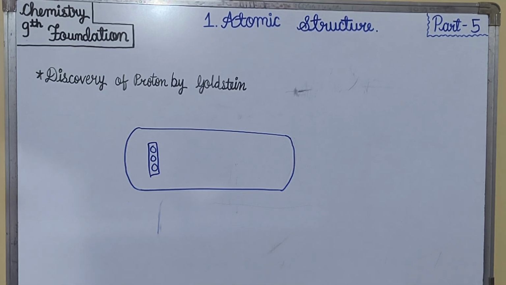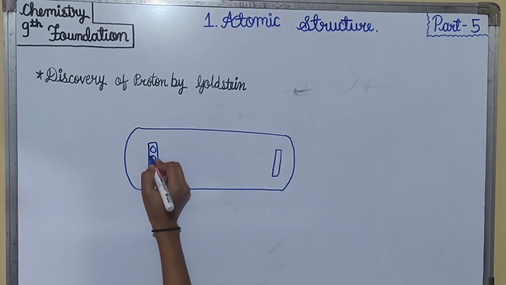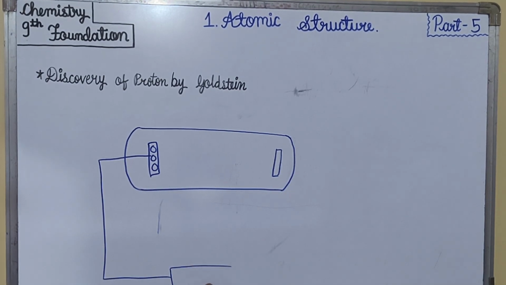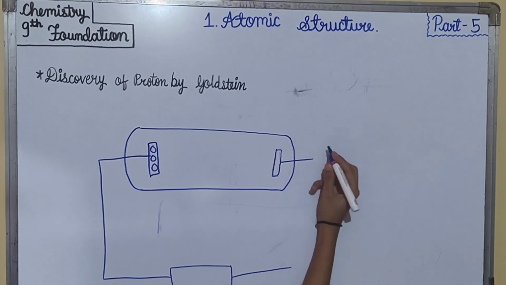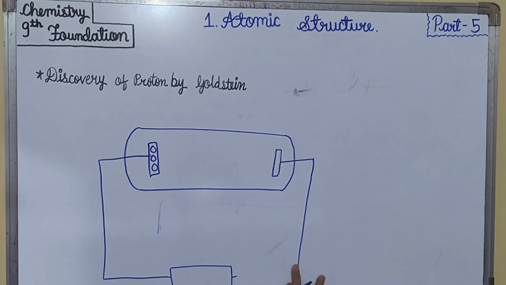A high voltage of 10,000 volts from a high voltage source was applied, and 0.01 mm of Hg is used and continued the experiments.